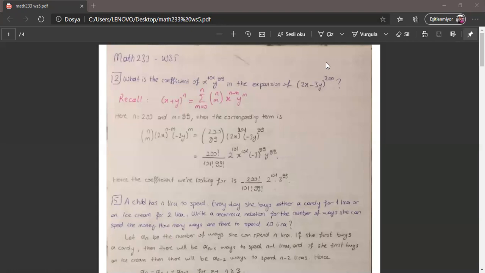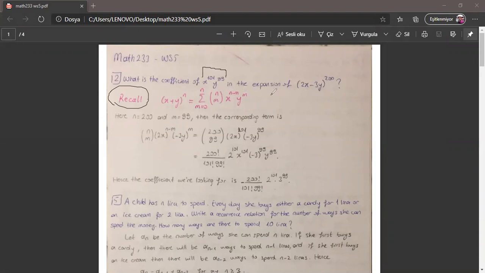So here we have the first question. Okay, we have a recall there. So you should know this binomial equality, okay? So we want to find this term, the coefficient of this term.